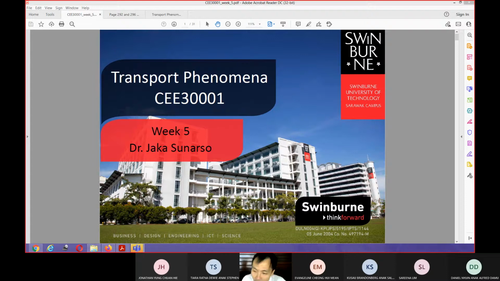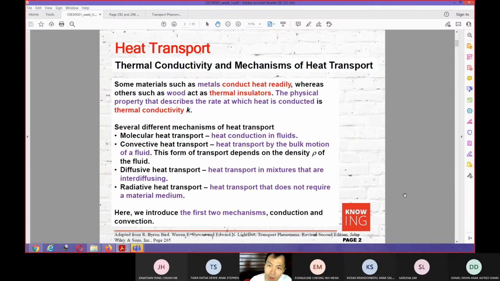Okay, so now we are in week 5. In week 5, we will move into heat transport. Heat transport will be, in a way, much more simplified than momentum transport. Anyway, we will carry on and discuss a little bit on the slides, and then we will discuss one example on heat transport as well. For heat transport, we will go into the thermal conductivity and mechanisms of heat transport.